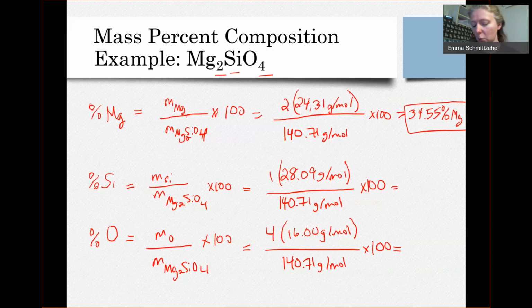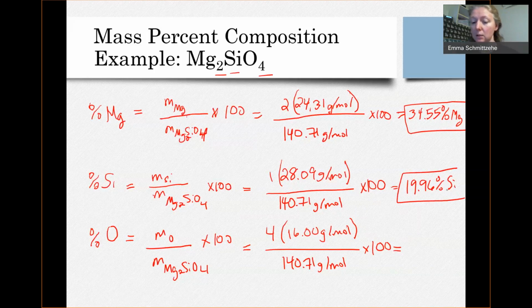And then I've got 28.09, and I divide that by 140.71 and multiply the result by 100. And that gives me 19.96% silicon.